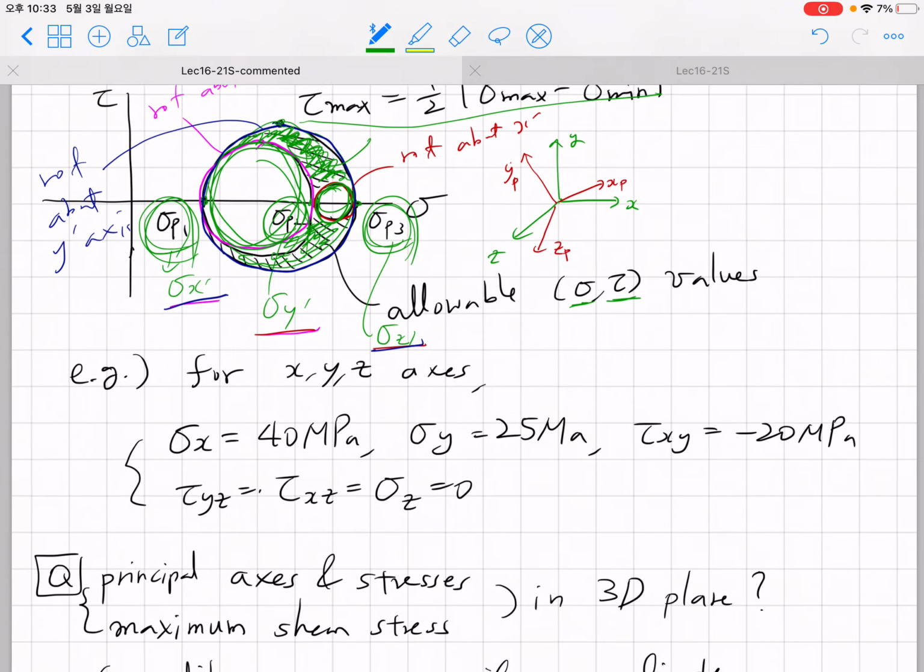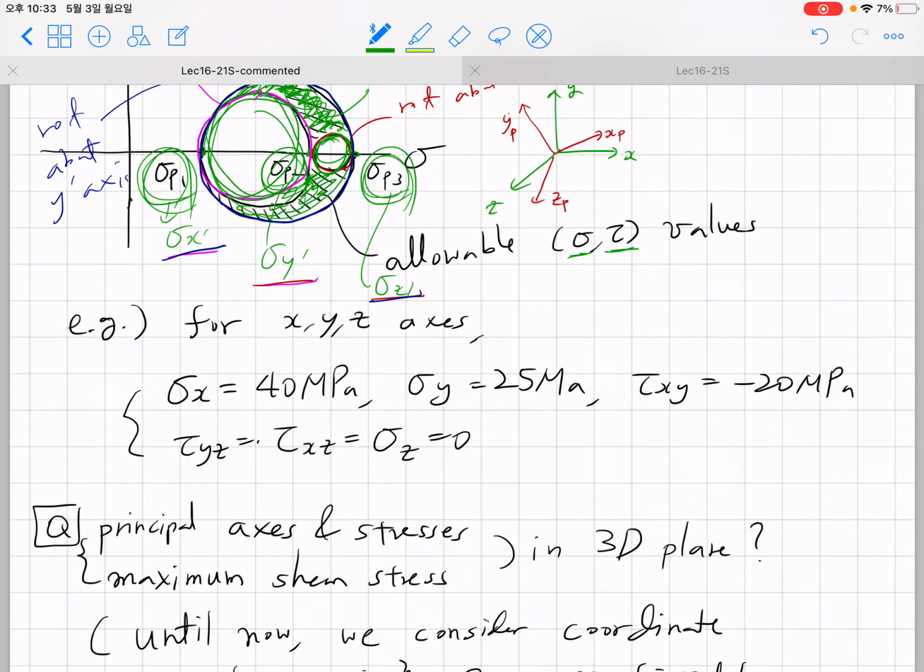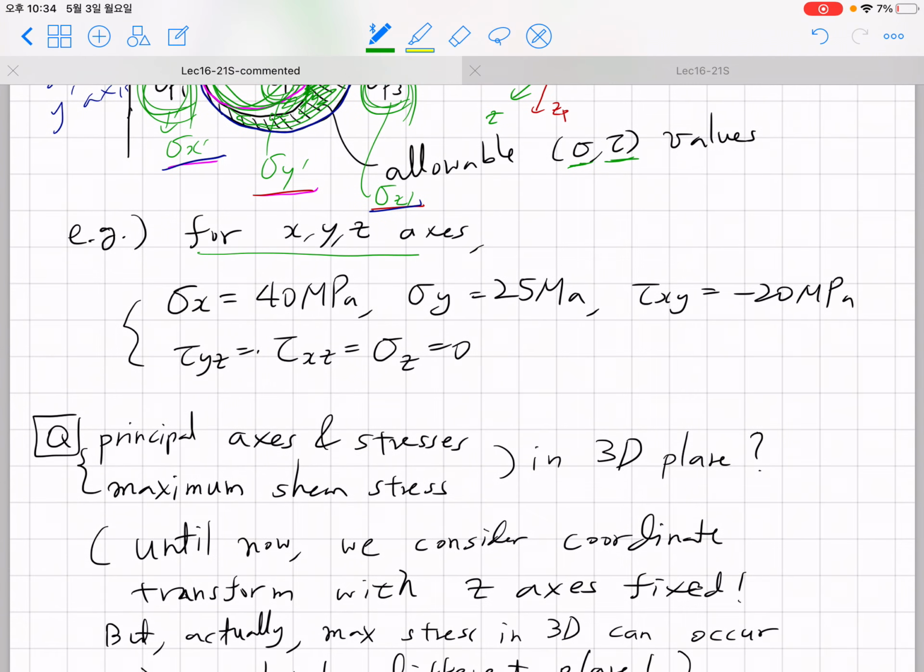Okay, so let's solve one example problem which would give you better and deeper understanding. For the x, y, z axes, six stress components are given as follows. Sigma x is 40 megapascal, sigma y is 25 megapascal, and tau xy is given as negative 20 megapascal, and all other components including the z axis are 0, so you can see that this is a plane stress problem.